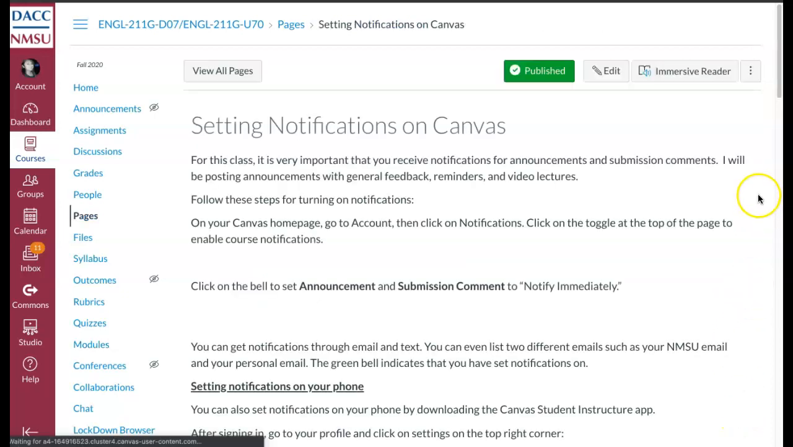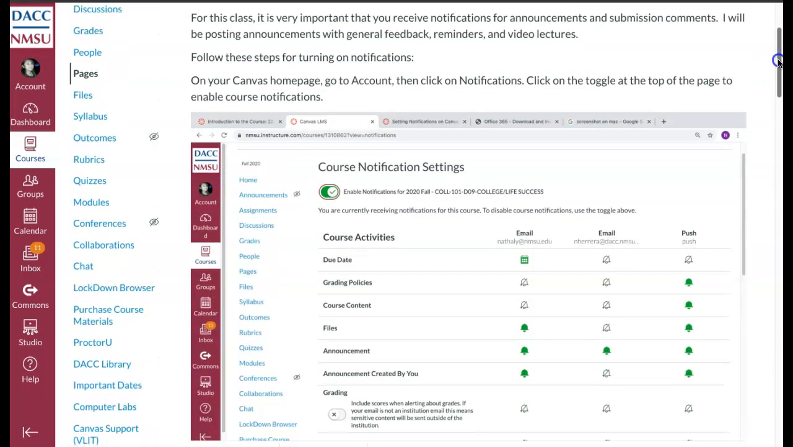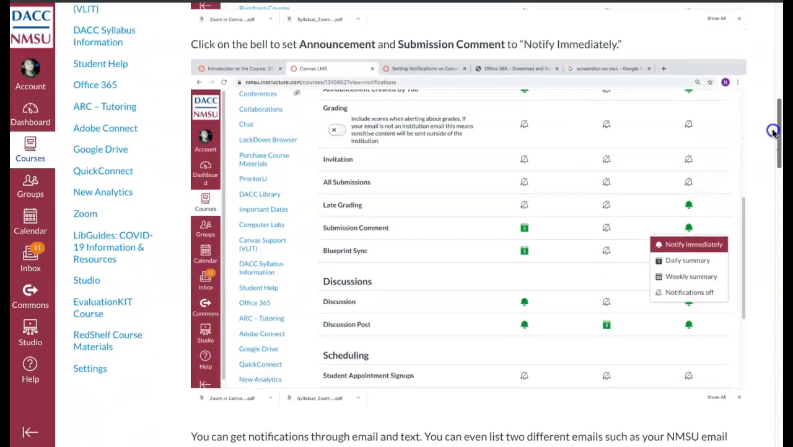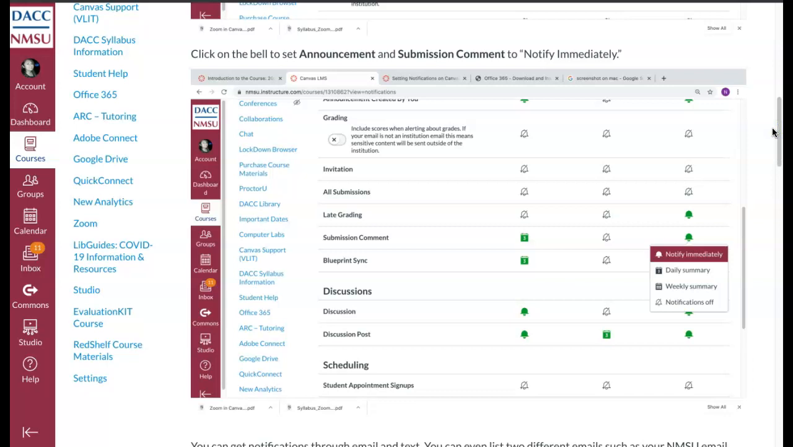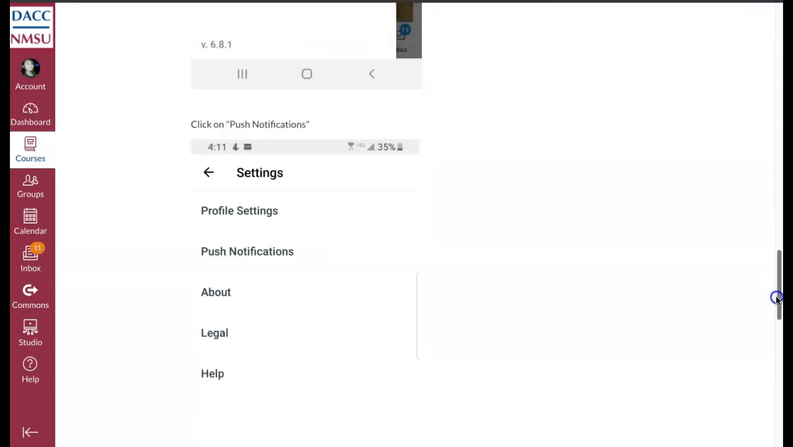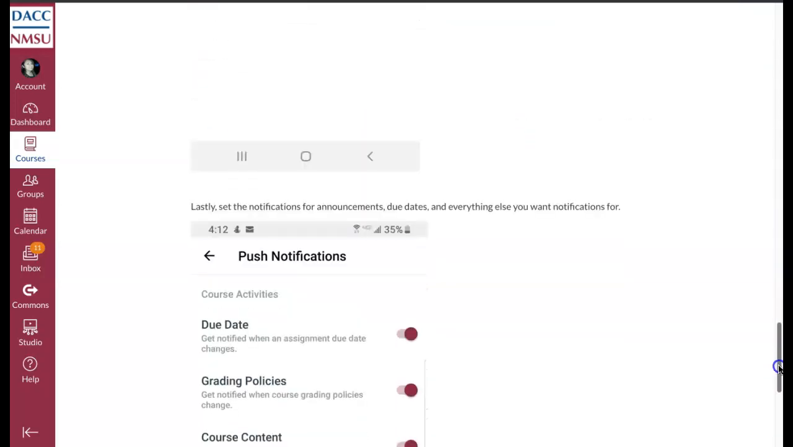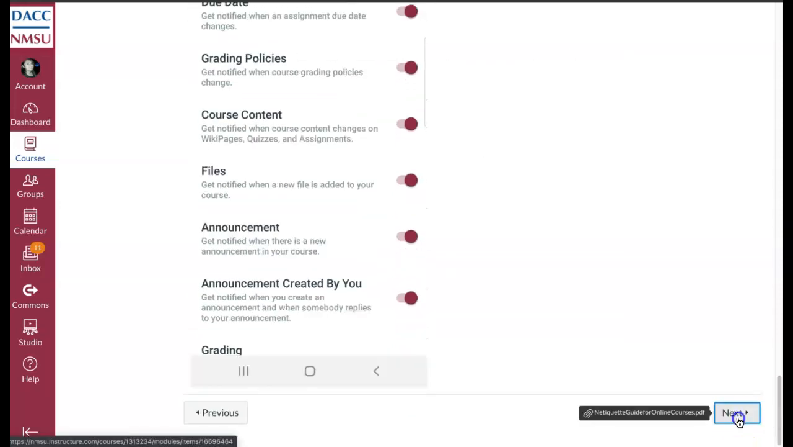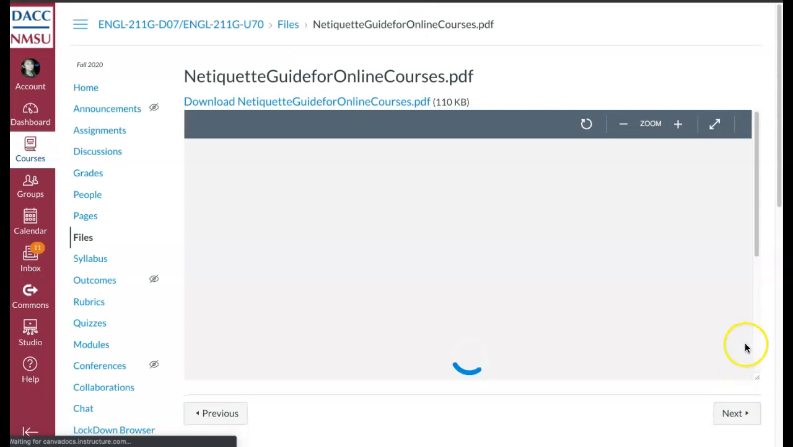Next, I do show you how to set notifications on Canvas. You want to make sure that you have notifications for important things like submission comments, announcements, things like that. So I show you how to do it, and then I also suggest that you download the Canvas app on your phone. That way you can have it there, and you can also get notifications on your phone. So whenever I post an announcement, it'll notify you on your phone. So please make sure that you set up your notifications.